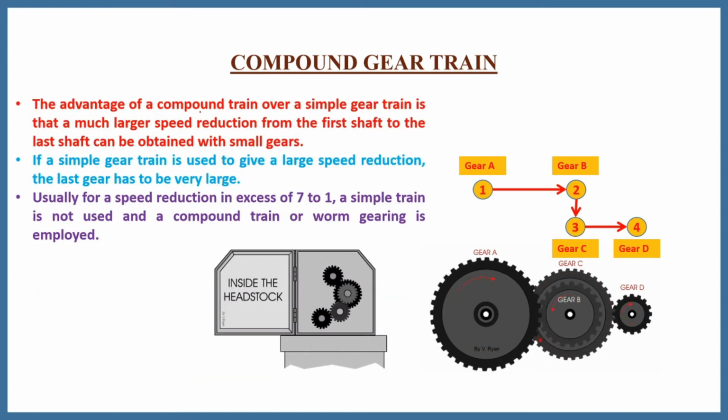The advantage of the compound gear train over the simple gear train is that a large reduction in speed is possible in a compound gear train. Simple gear trains are used if the gear reduction is less than 7:1 or 1:7. If we want to exceed this, we need to use a compound gear train or worm and worm gears. This is an application in the headstock of the lathe machine, where we use compound gear trains.